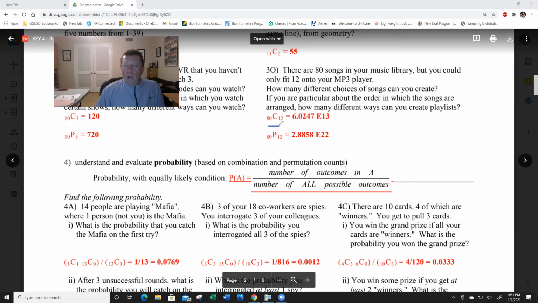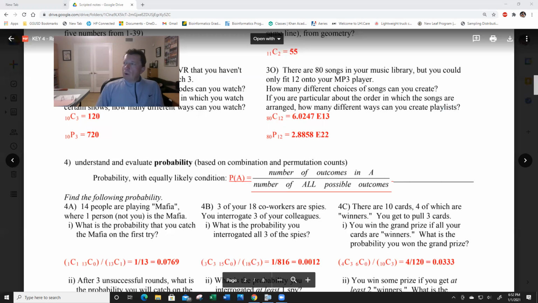That's 80 choose 12. That's a huge, remember, that's basically rounding 6 times 10 to the 13th power. And then if you're particular about the order, that's 80P12. That's the first 12 of the 80 factorial. That's a massive number. Again, it's going to overload your calculator. It's going to go scientific notation on you.